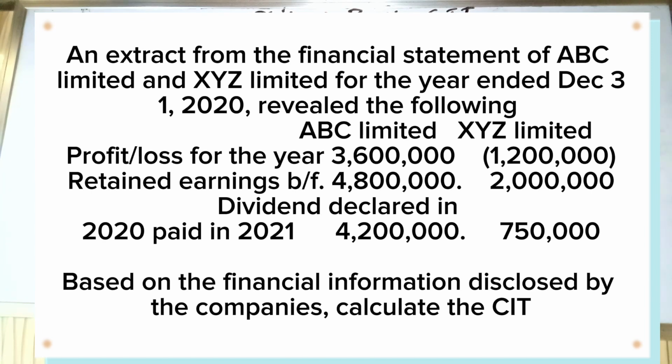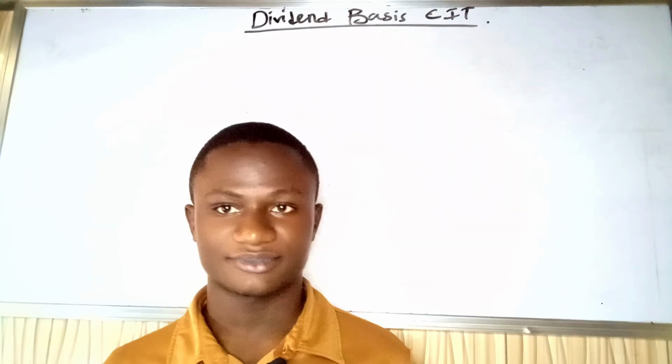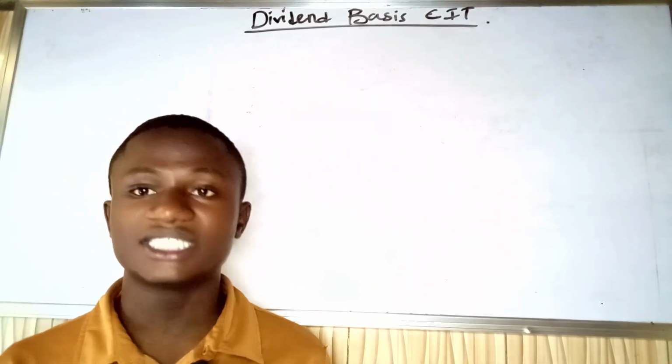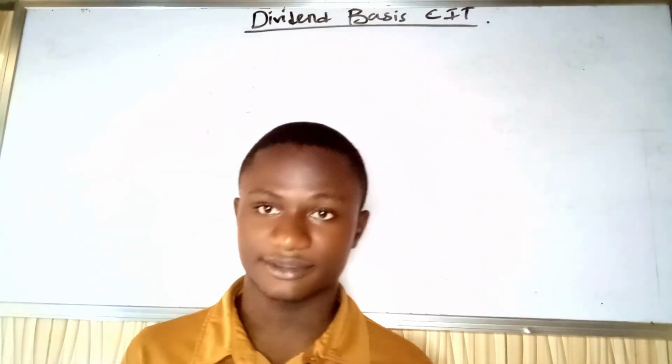Retained earnings brought forward by ABC is 4.8 million, and retained earnings brought forward by XYZ is 2 million. So dividend declared in 2020 and paid in 2021. The dividend they declared by company ABC was 4.2 million, and company XYZ declared a dividend of 750 million. Based on the financial information disclosed by the company, we should calculate their CIT. Now, the year we are dealing with here is year 2020, right?